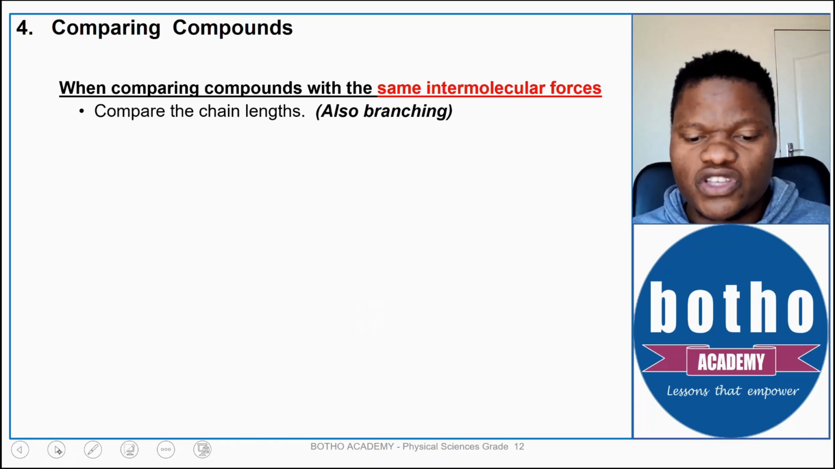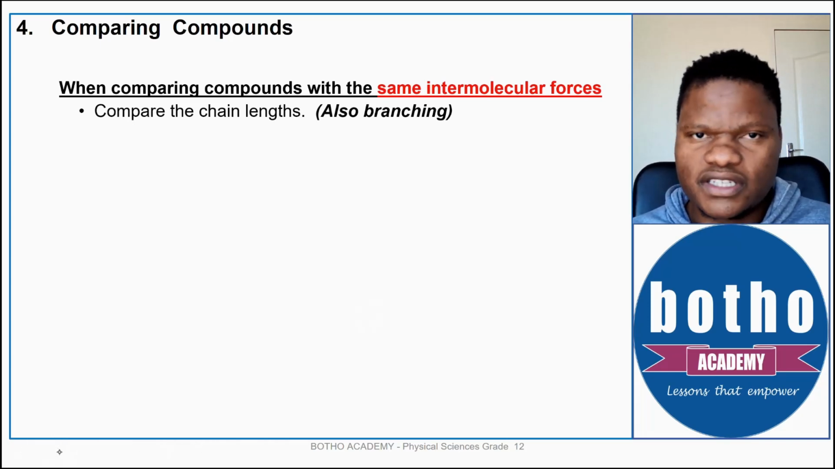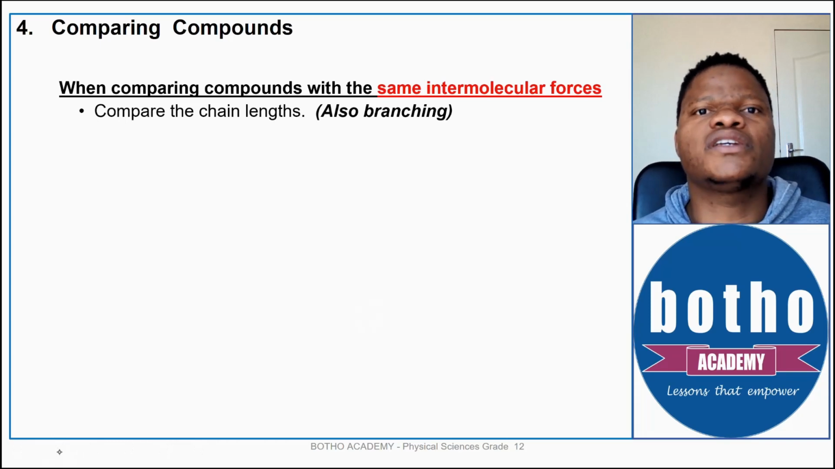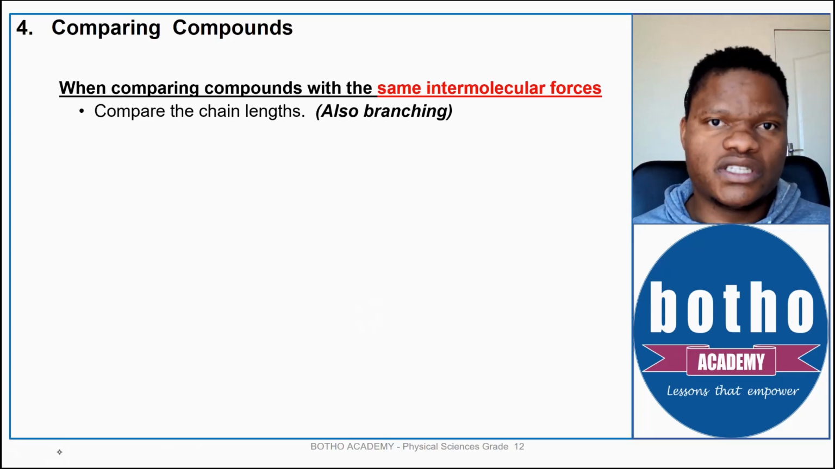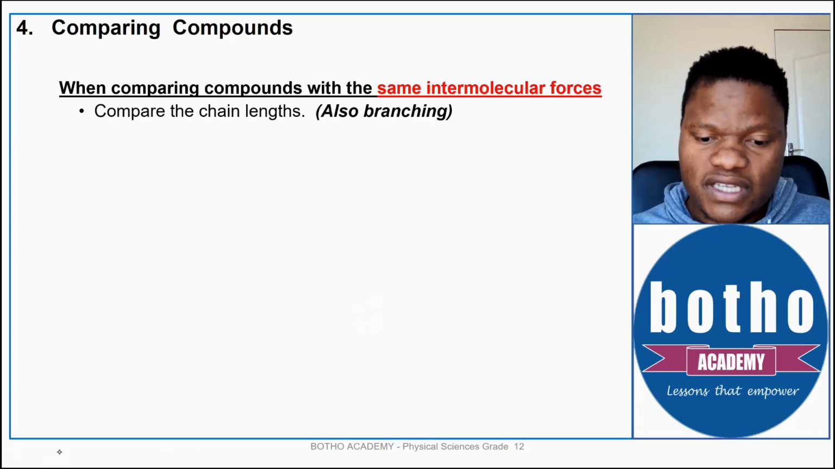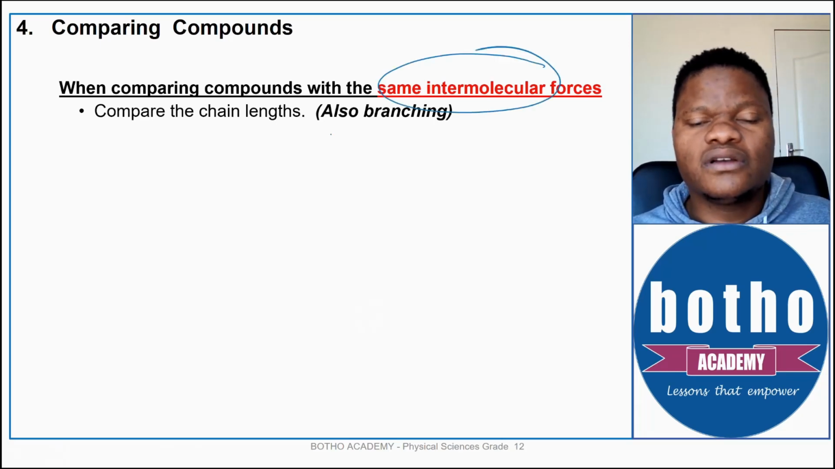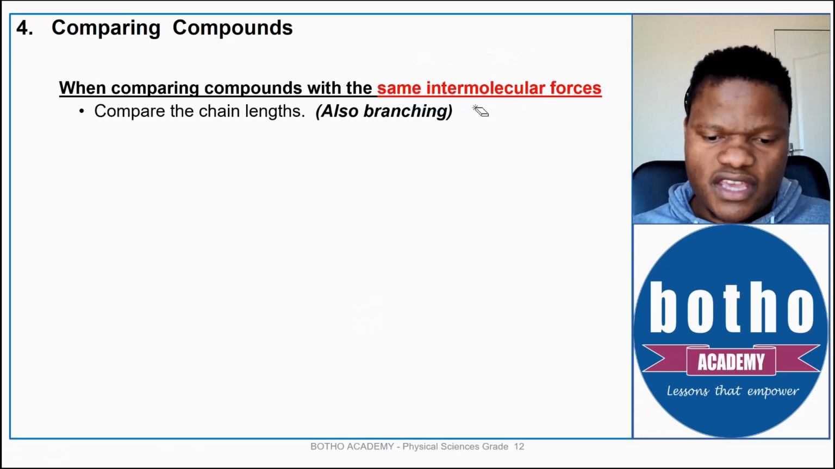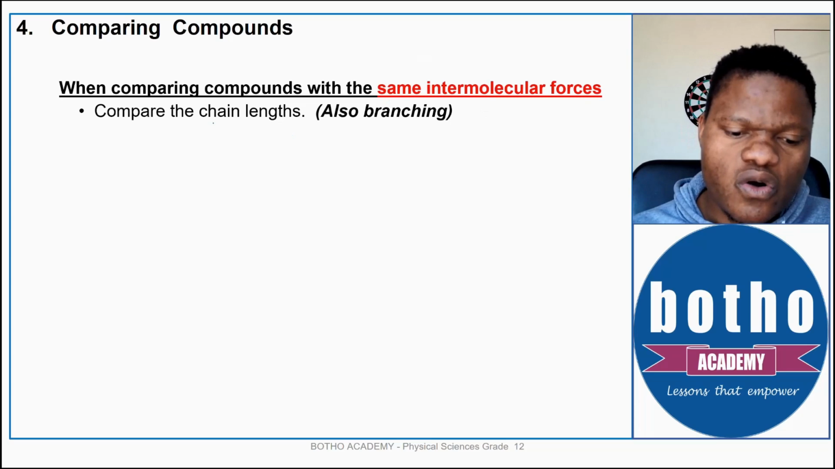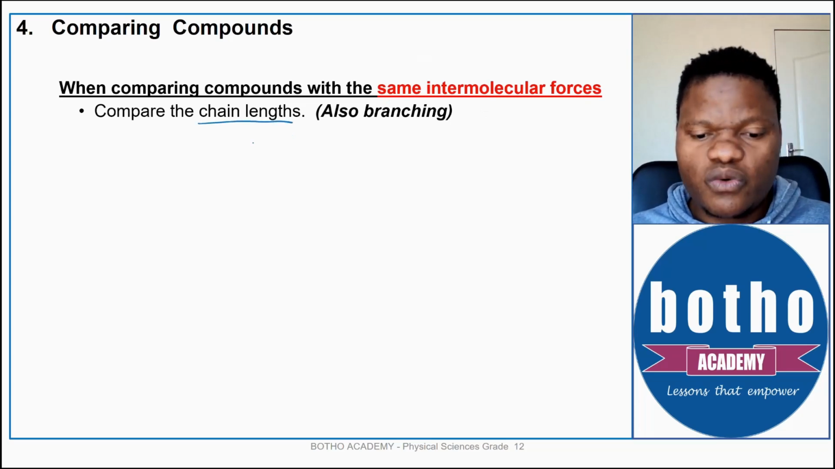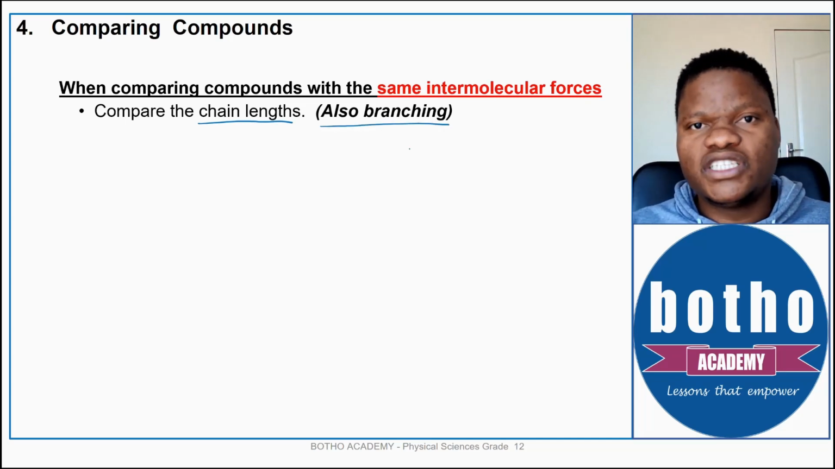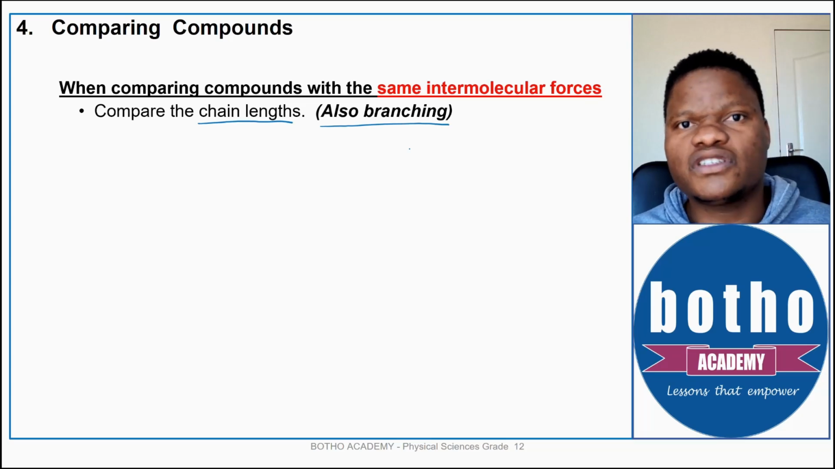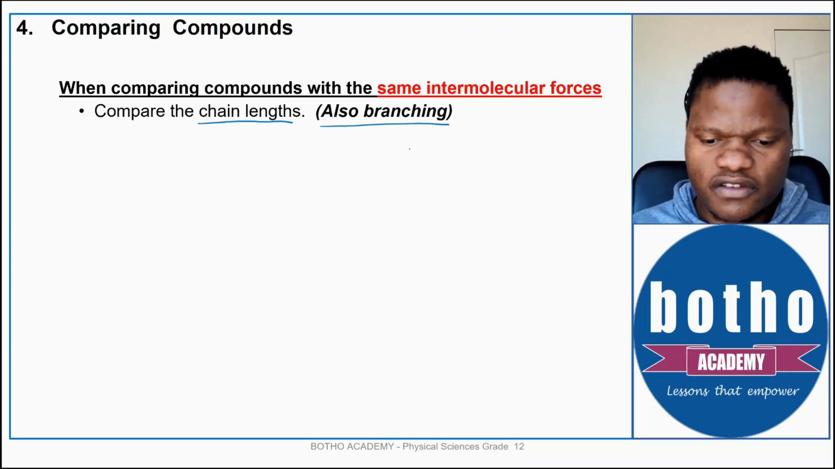It's usually going to be molecules in the same homologous series. Most of the time, you'll be comparing two molecules that belong to a homologous series such as the alkanes. Maybe you're comparing hexane and propane. They belong to the same homologous series, therefore they have the same type of intermolecular forces. What you do when they have the same intermolecular force is compare the chain length. Check whether the length of the chain is the same. Also compare the branching. For instance, there may be a substituent in one chain and the other one does not have a substituent.